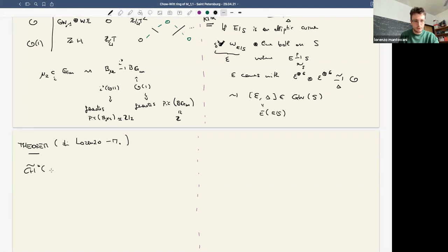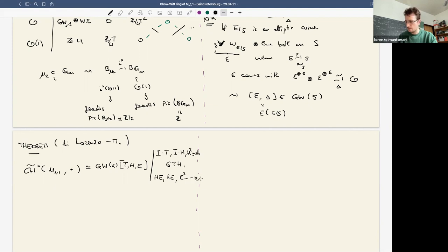So the Chow-Witt ring of M11 is isomorphic to GW(K), and I fix some generators T, H, E, and relations. So again, you probably can guess all of them now. IT, IH, H squared equal to H, 60H, HE, small HE, E squared equal to minus 12H, minus 12E, and TE equals 12t.